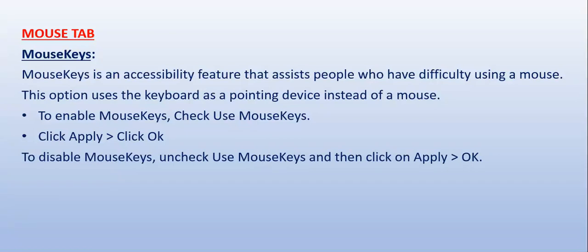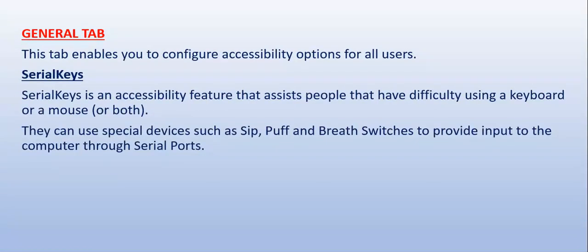then OK. The last tab of accessibility option is general tab. This tab enables you to configure accessibility option for all the users. The first option in general tab is serial keys. Serial keys is an accessibility feature that assists people that have difficulty using a keyboard or a mouse or both. These type of people can use special devices such as sip, puff and breath switches to provide input to the computer through serial ports.